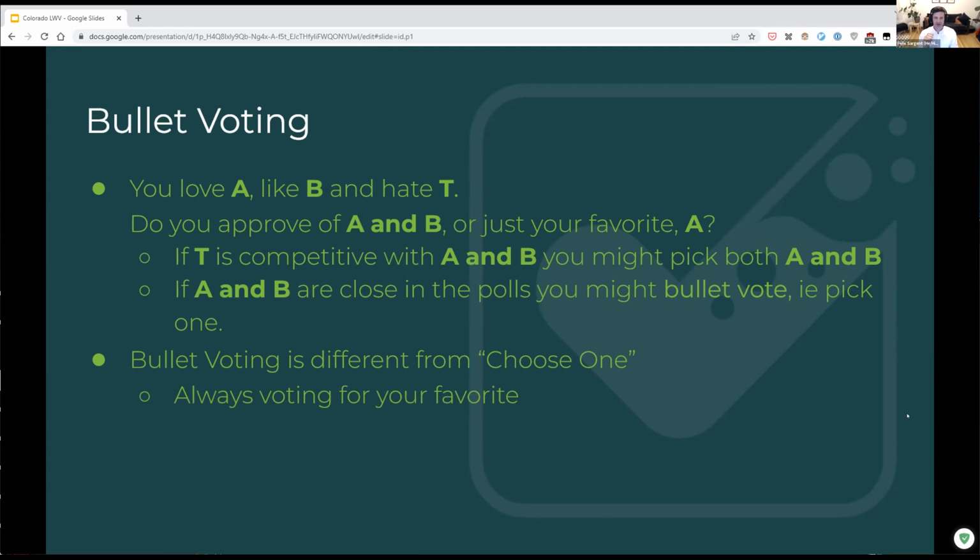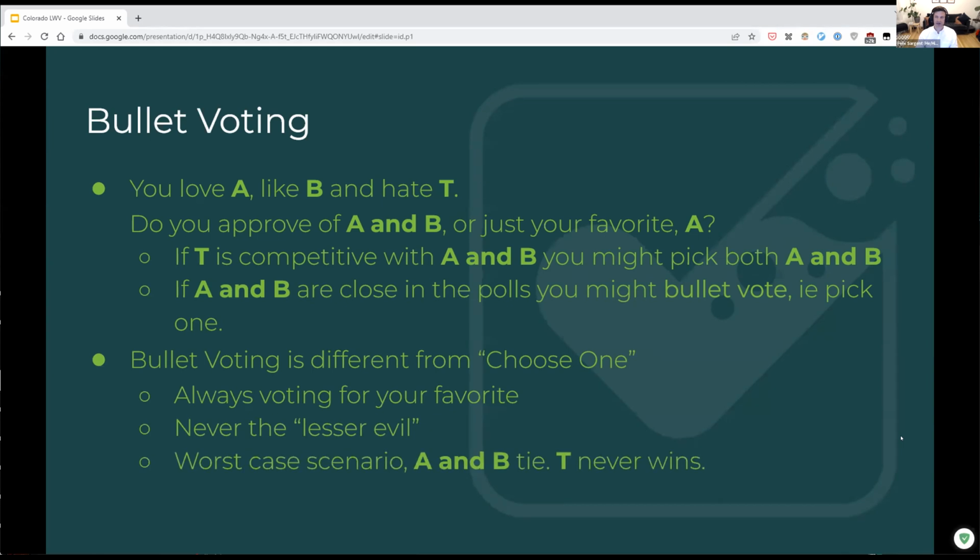If the question is, I really don't want T to win, but you really love A, you can vote for A and B, or just A, but you're always voting for your favorite. In the worst case scenario, let's say everyone plays this game where A voters say, well, I'm just going to vote for B. A voters say, I'm just going to vote for A, and B voters go, I'm just going to vote for B, and T voters say, I'm just going to vote for T. Everyone still voted honestly in that scenario.